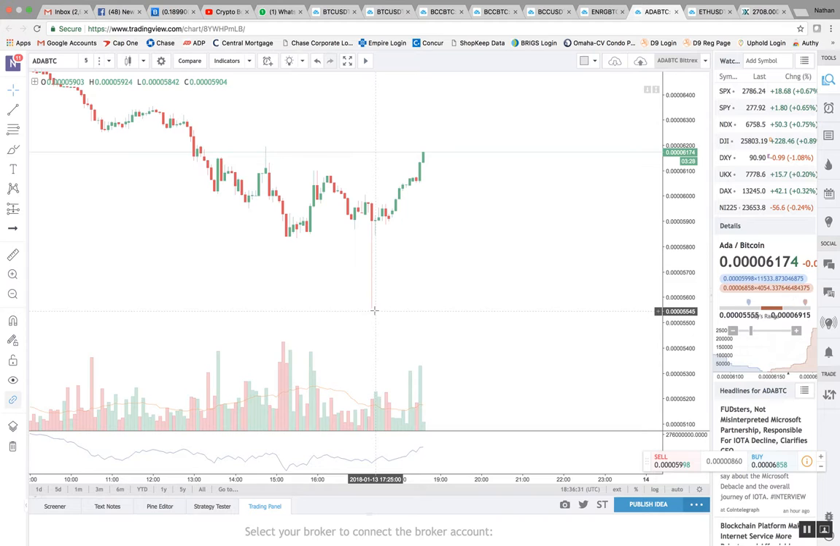Generally, when you see these long down wicks, the price is going in the opposite direction, coming out of that. Why is that? Because the price opened here at 59.70. This is ADA against Bitcoin. It closed here at 59.07, but during that period, it traded all the way down to 55.58.